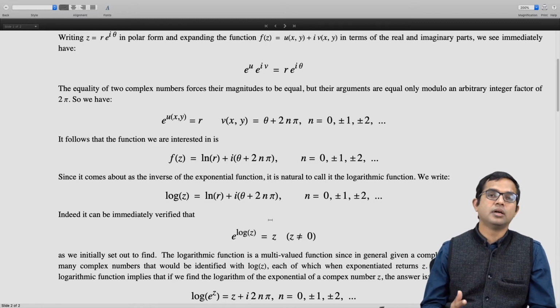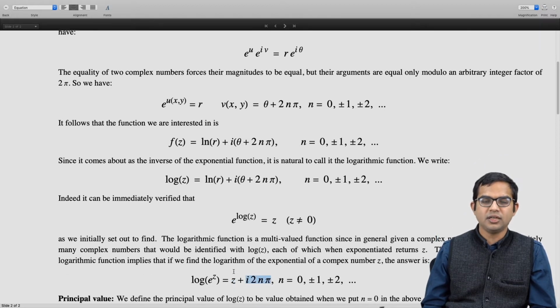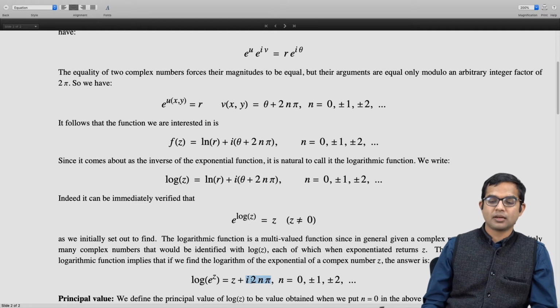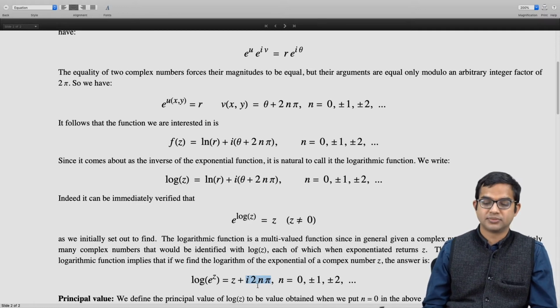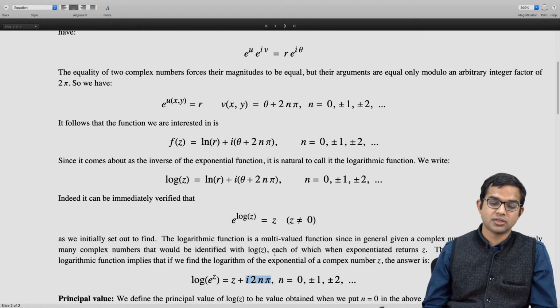log of a complex number is not unique, right? The way we have defined it. So in fact, you could get z, but you also have many other answers around it, right? Which are all basically z, but plus some integral multiple of i times 2 pi, right? So you have an extra imaginary part which comes in for free, right?